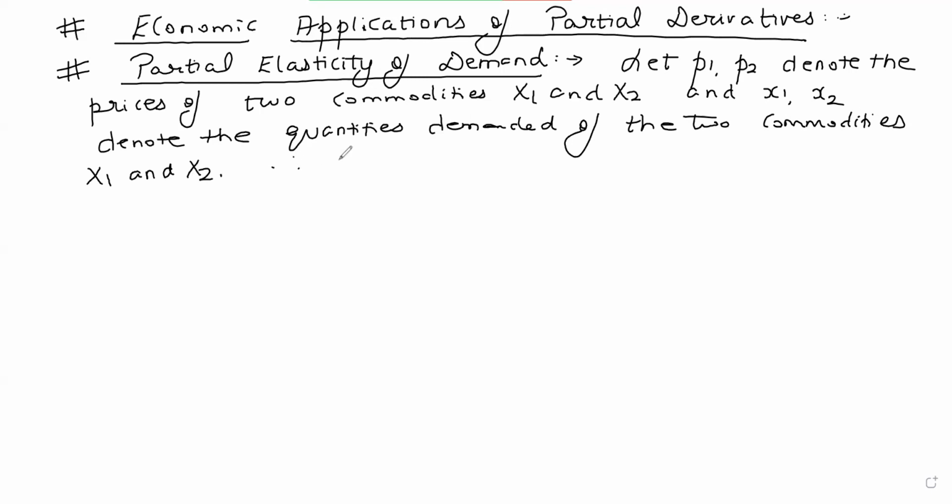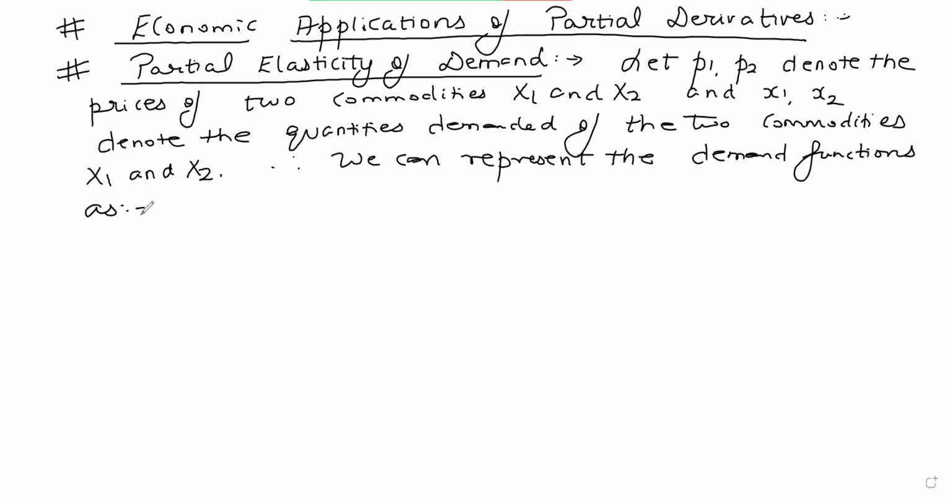So we can represent the demand functions as follows. If I use a functional notation to denote the demand functions, I can write that demand for commodity 1 is a function of prices P1 and P2. And demand for commodity 2 is also some function G, another function G, of the prices P1 and P2. This is how I can write the demand function.